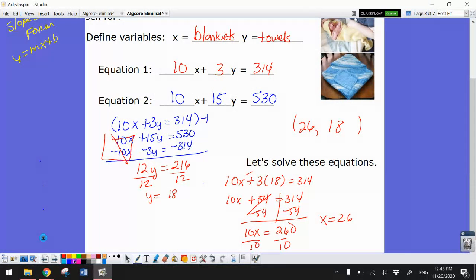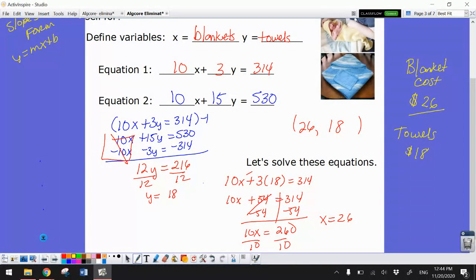But what they asked us was how much each of these cost. So if I want to know how much a blanket costs, which one is my blanket? Well, let's go back up here. It says x is blankets. So my x value is $26. So a blanket is going to cost $26, and the hooded towels are going to cost $18.